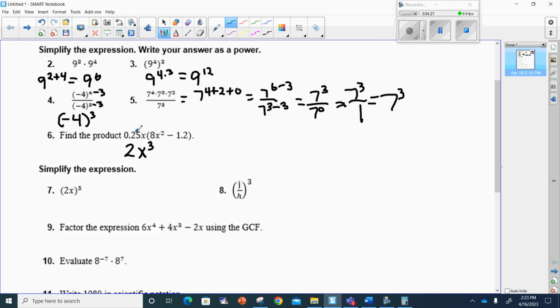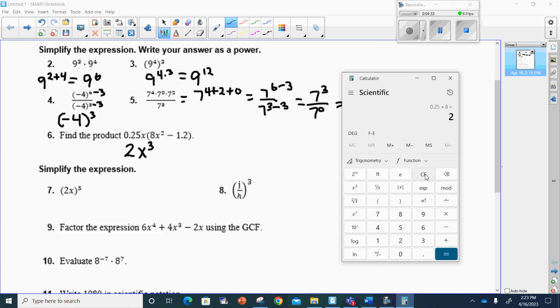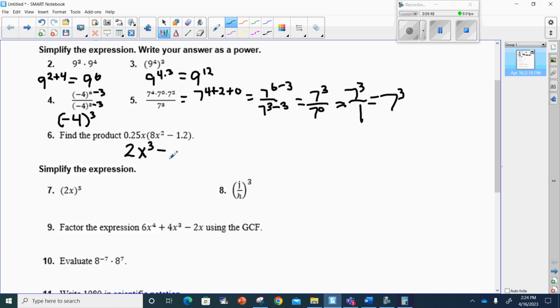Now we have to take this 0.25x and multiply it to -1.2. I'm going to play it safe and use my calculator again. 1.2 times 0.25. I'm pretty sure we're going to get something like 0.3. Yep, 0.3. And since this is a negative, this would be -0.3. And since there's no x over here to add on to this one, it would just be -0.3x.